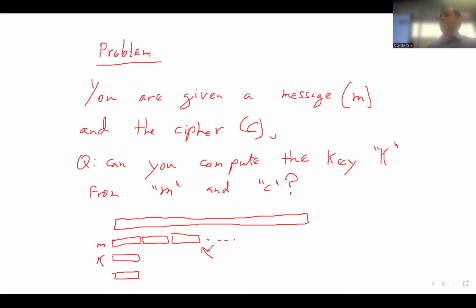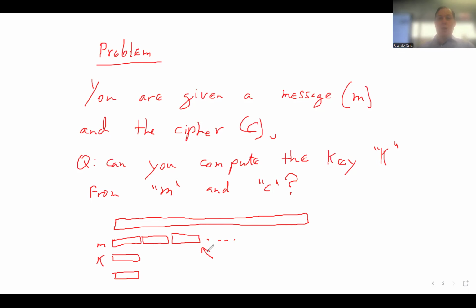Go ahead, please. If you XOR both of them, you get the key. Like if you XOR the cipher and the message, wouldn't you get the key value? Yeah. Yeah, exactly. Good answer. Right. Exactly. So let's think it through.